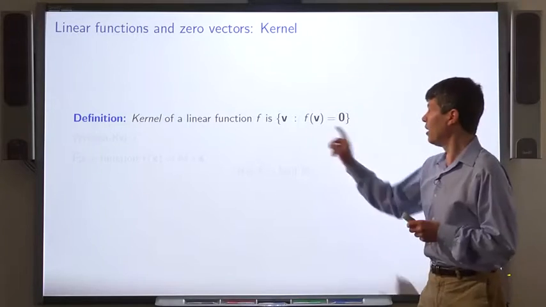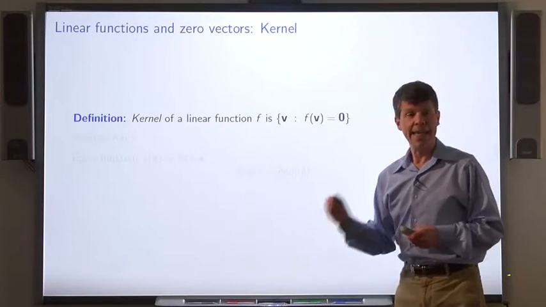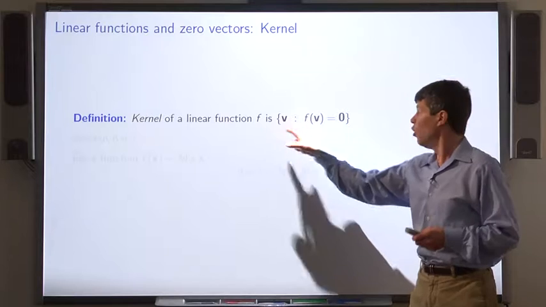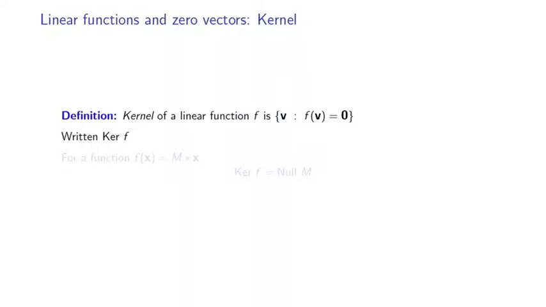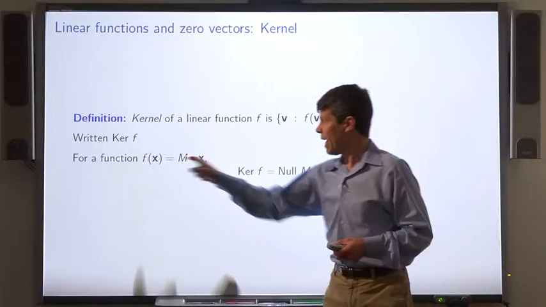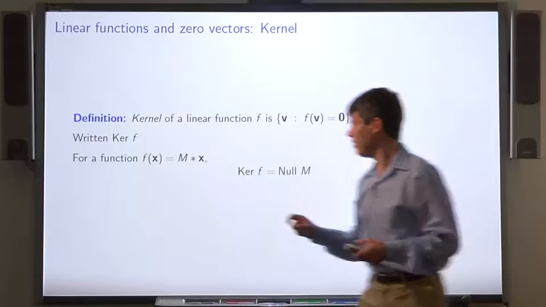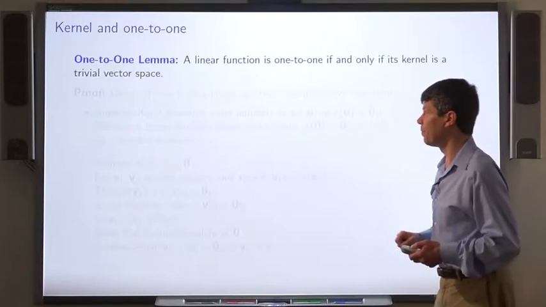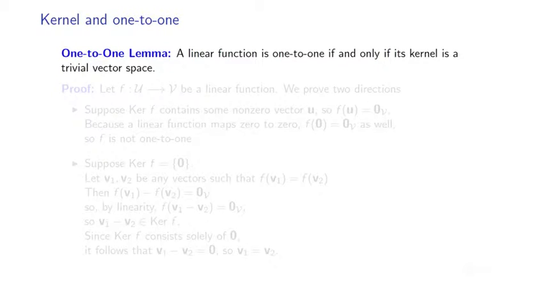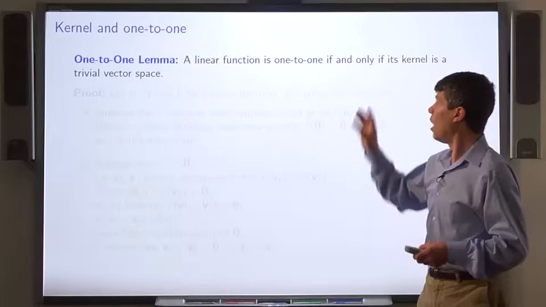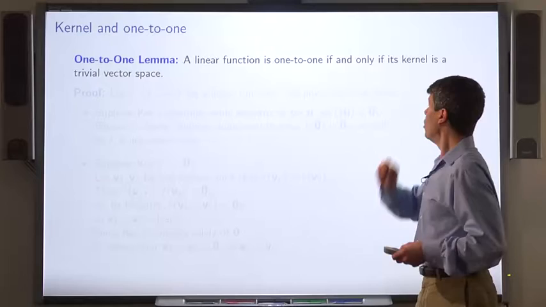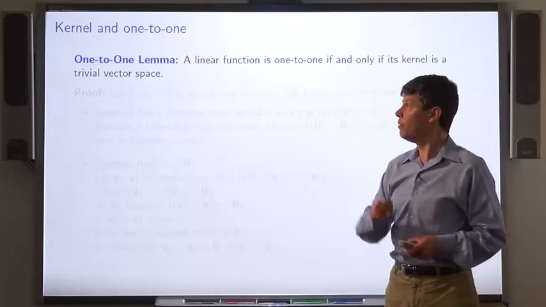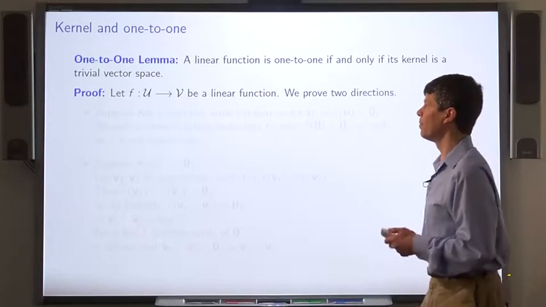The kernel of a linear function f is the set of vectors v whose image is the zero vector. It's written ker f. For a function defined by matrix-vector multiplication, f(x) = M times x, the kernel of f is just the null space of the matrix M. Now we prove what I call the One-to-One Lemma: a linear function is one-to-one if and only if its kernel is a trivial vector space.